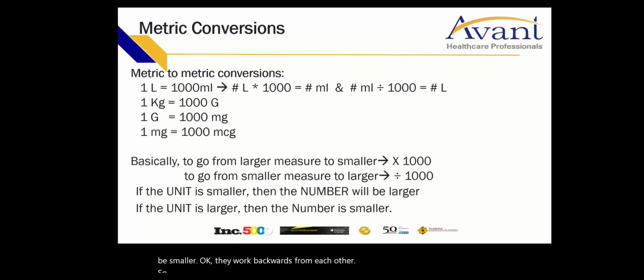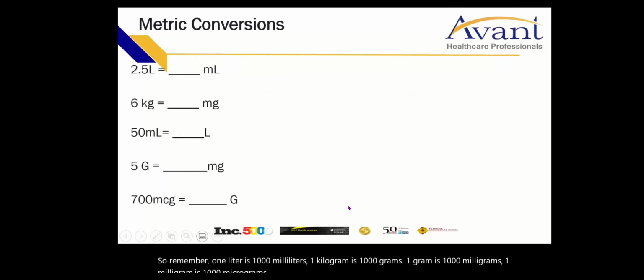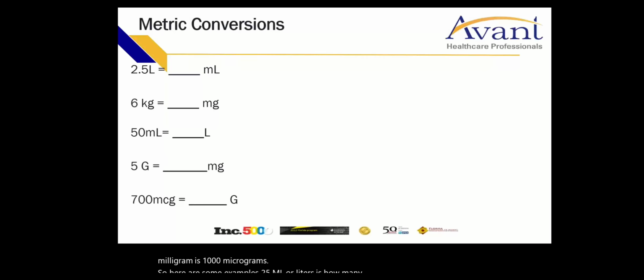So remember, 1 liter is 1,000 milliliters, 1 kilogram is 1,000 grams, 1 gram is 1,000 milligrams, 1 milligram is 1,000 micrograms. So here are some examples. 2.5 liters is how many milliliters? 6 kilograms is how many milligrams? 50 milliliters is how many liters? 5 grams is how many milligrams? And 700 micrograms is how many grams?